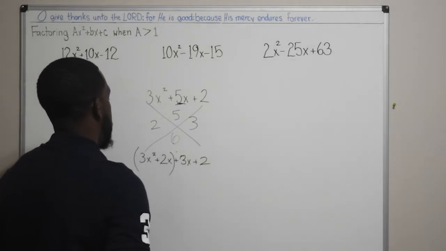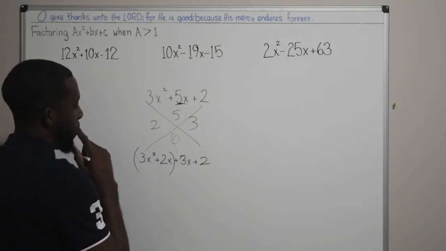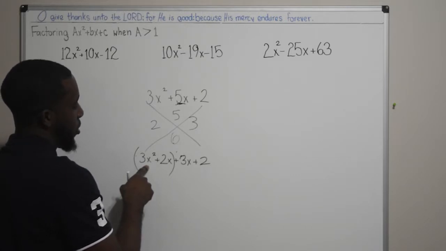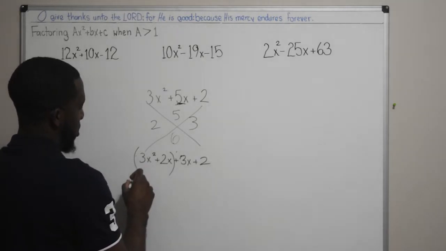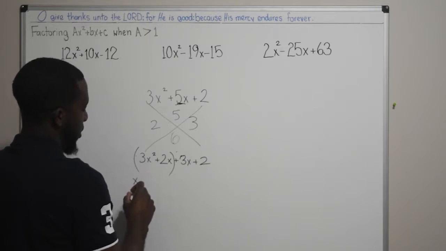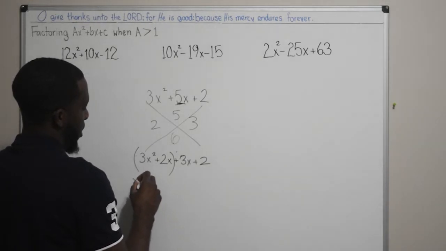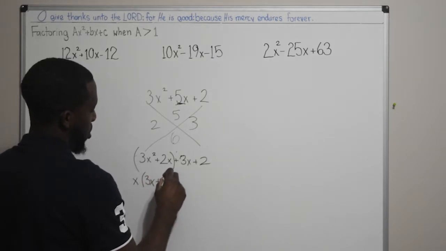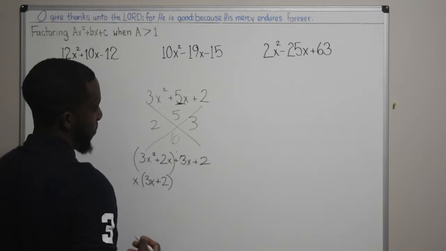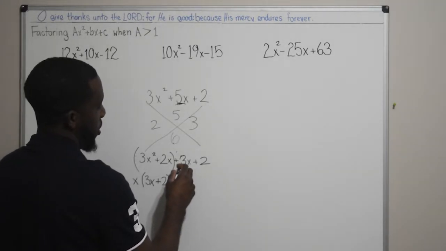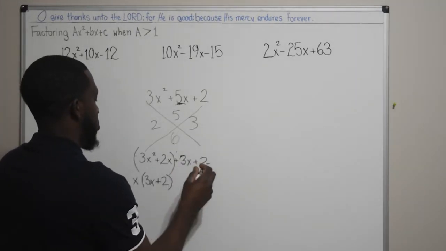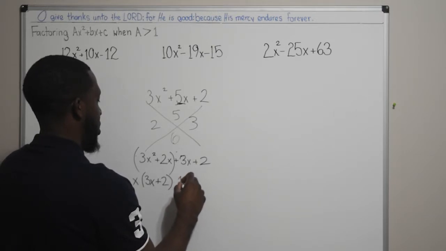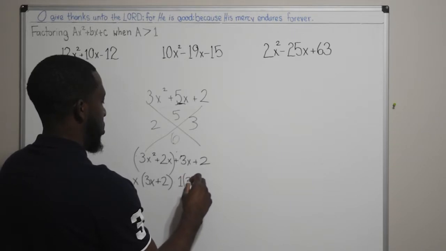This right here has a common factor of x. That's the only common factor it has. So I factor out an x, so I get 3x plus 2. And right here, I have no common factors, so this is prime. So it's going to be like this.